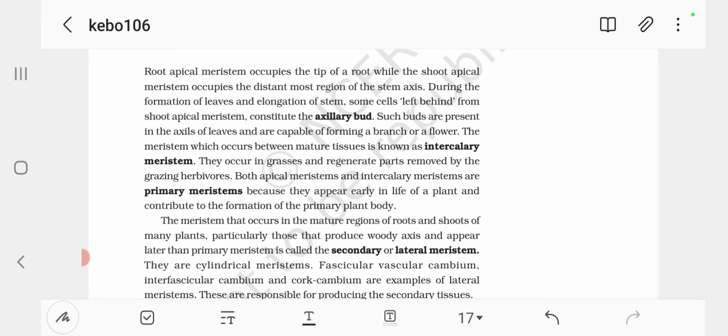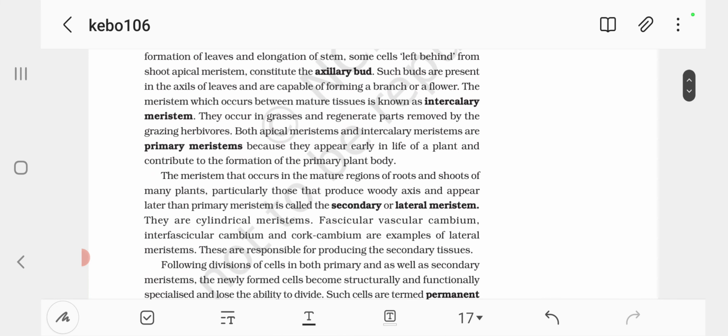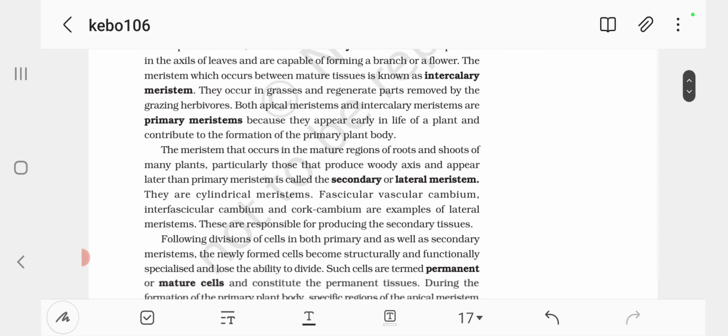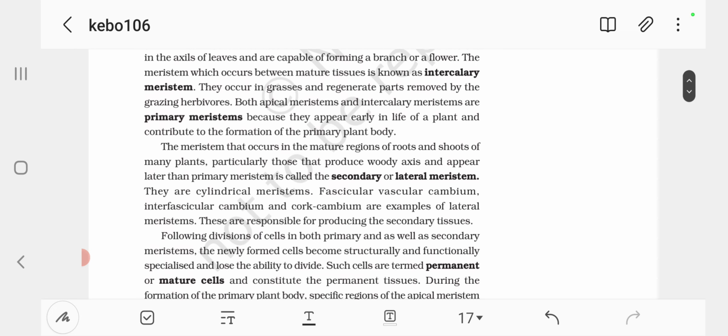the stem axis. During the formation of leaves and elongation of the stem, some cells left behind from the shoot apical meristem constitute the axillary bud. Such buds are present in the axils of leaves and are capable of forming a branch or a flower. The meristem which occurs between mature tissue is known as intercalary meristem. They occur in grasses and regenerate parts removed by grazing herbivores.